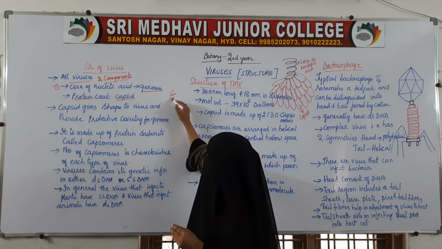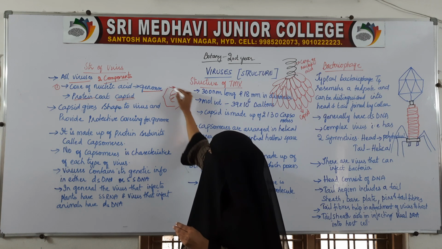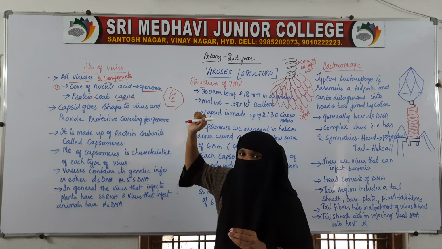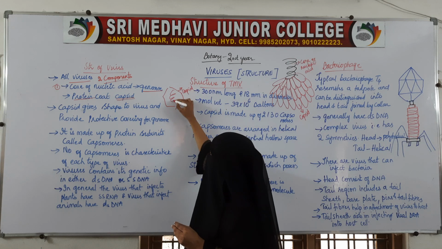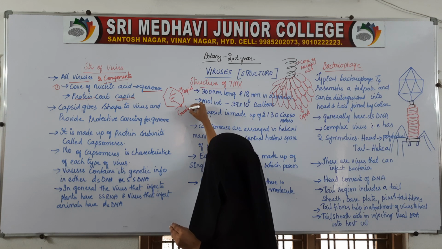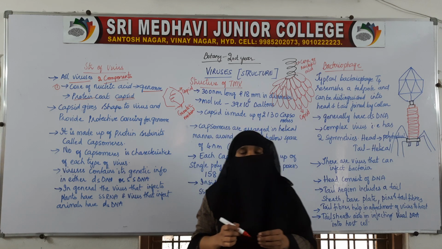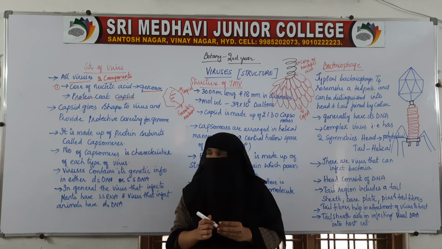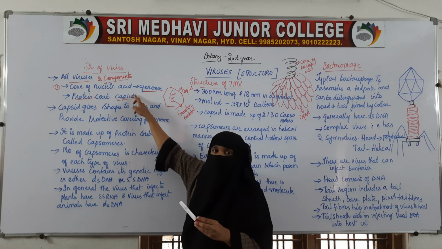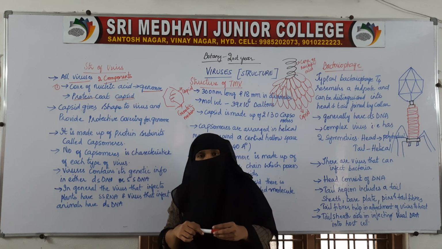For example, if this is the genetic material, surrounding the genetic material there will be a coat or cover. This cover is called the capsid, and this is the genetic material. So all viruses are composed of two components. One is the core of nucleic acid, that is the genome, and the second one is a protein coat which is called the capsid.